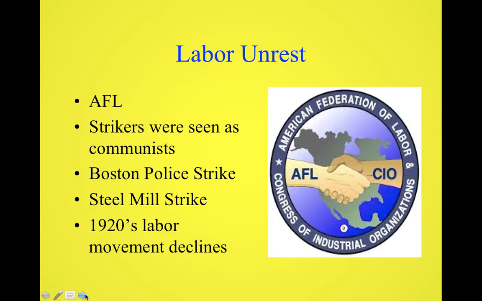Then the companies instituted a propaganda campaign linking the strikers to communism, thus creating the decline in labor movements during this time. However, there were some good outcomes of labor unrest. In 1923, the steel company, in the case of the steel mill strikes, agreed to an 8-hour workday, and that's if the steel workers agreed to not unionize.